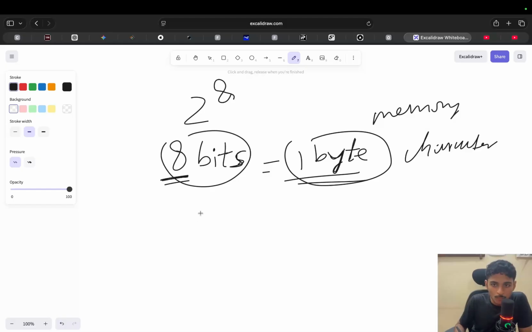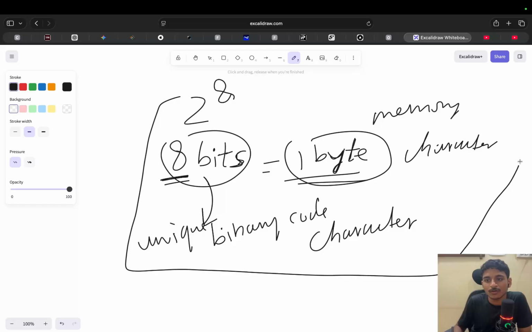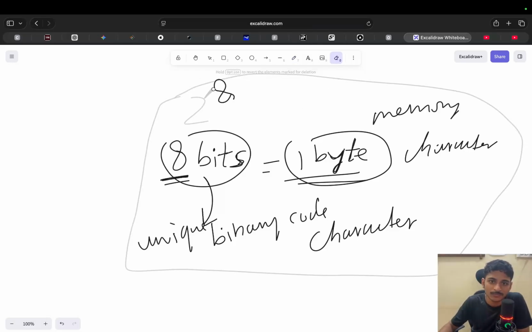So now you can assign a unique binary code for each character, right? This process of turning your natural characters into unique binary codes is how memory is stored inside computers, right? I hope you have understood a greater lesson from today.